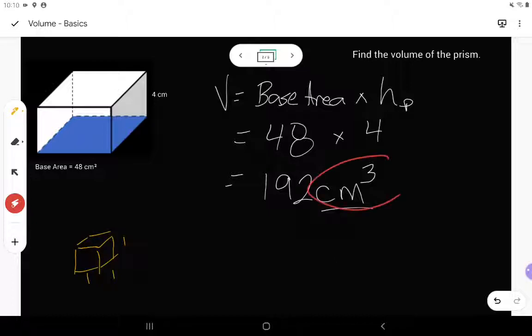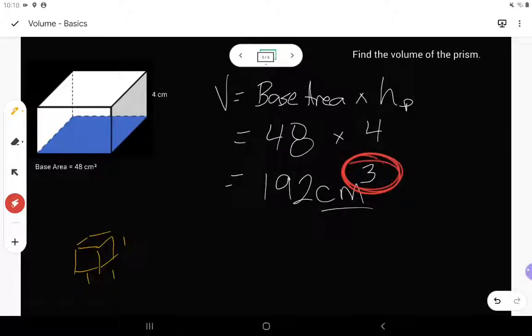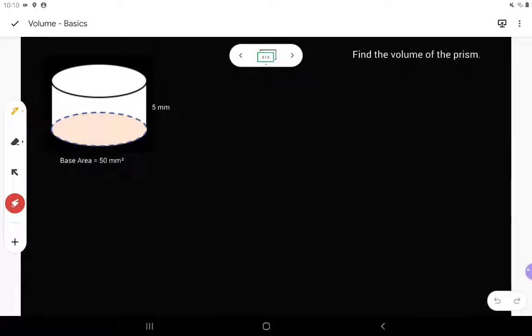Okay, so that's what that centimeters cubed means. Think about a cube that has dimensions 1 by 1 by 1. There would be 192 of them that would be able to fit inside of this shape. Okay, so that's what we are looking at with volume. All our units are centimeters cubed, or meters cubed, or millimeters cubed, or whatever it may be, cubed, because we are talking about how much space it occupies in 3 dimensions. Okay? All right, what about a cylinder?